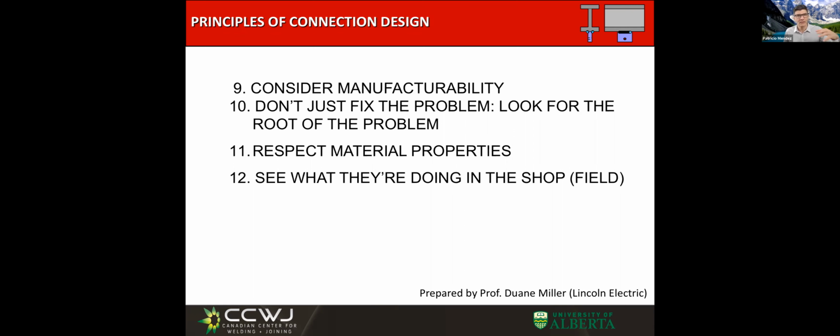Based on these principles we're going to be discussing, very quickly you'll start having thoughts about what to do and what not to do. Number 11, respect material properties, right? You cannot ask of steel something that grade of steel is not meant to do. And number 12, the last one, is see what they're doing in the shop or in the field. And this is really important. The main criticism of us engineers by people in the trades is that we talk without knowing.